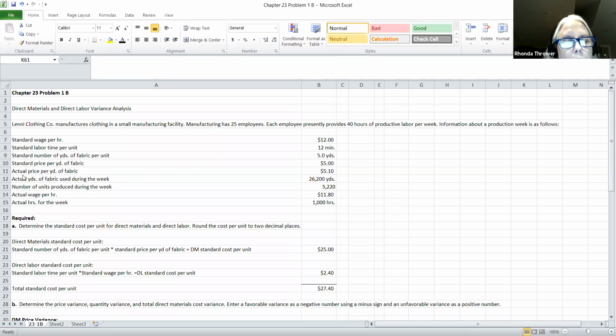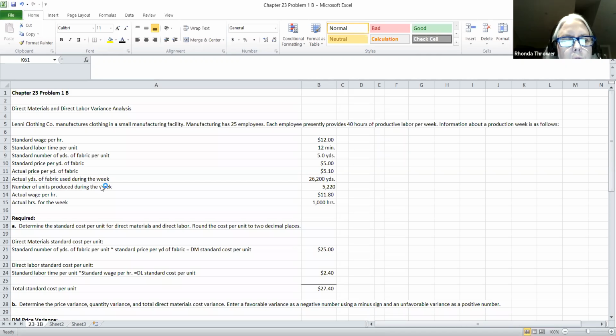So notice our wording has changed to actual. What we're going to be doing is comparing our actual with our standard amounts to see if there was any variance. And if there was, we would need to investigate that as management to see why these things have happened.